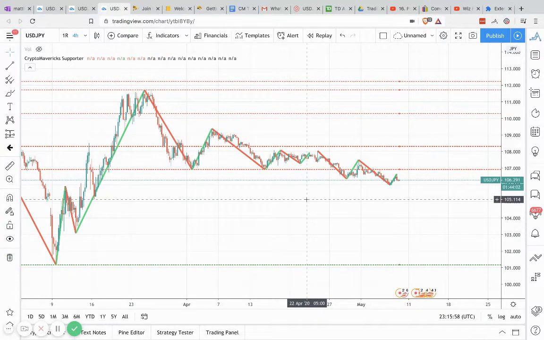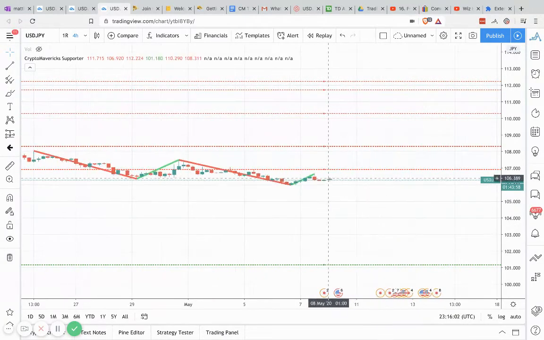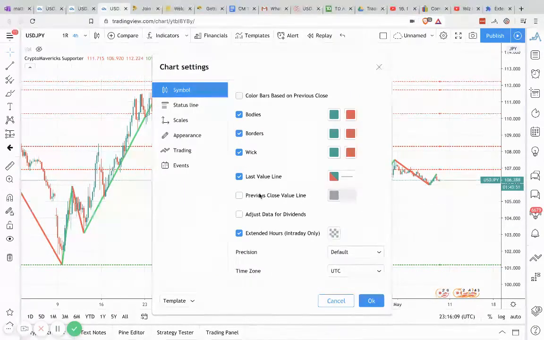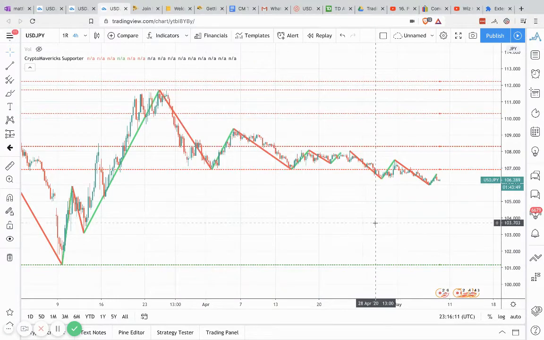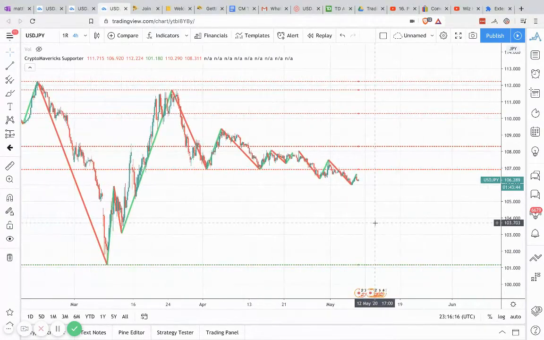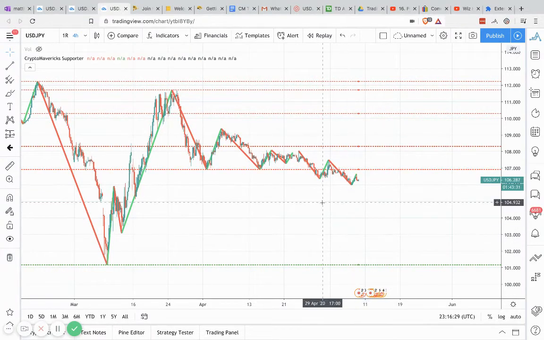I don't want to do that. I want to just remove it because I know where price is. Price is right there. Sometimes I might want to add it back, but for the most part, I just right click, go into settings, and uncheck that box, and that'll remove it. So now I've got a clean chart. And again, it's probably pretty obvious, but the green line, in this case there's just one, but if there were multiple, any of the green lines are going to be acting as support, and the red lines are going to be acting as resistance.